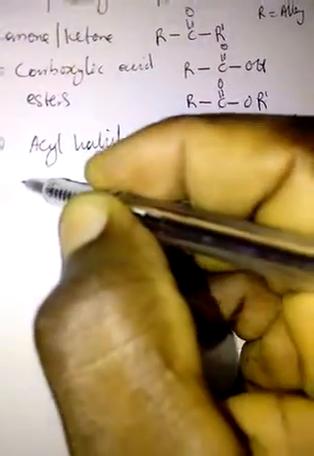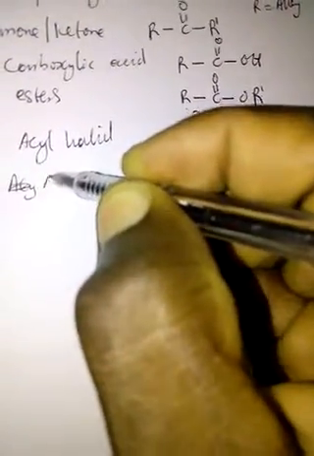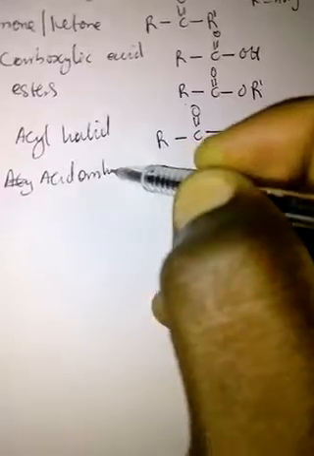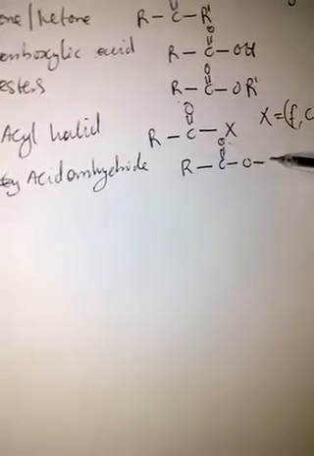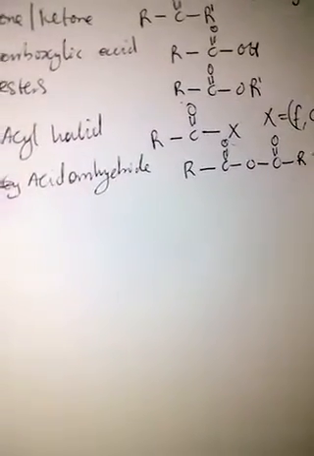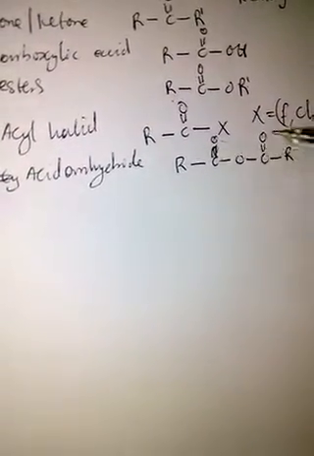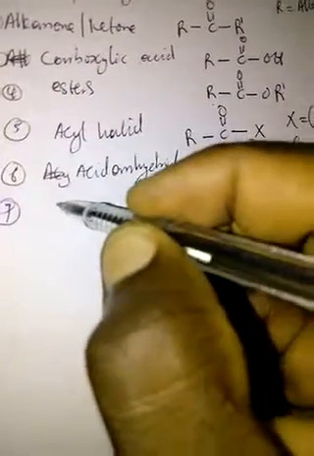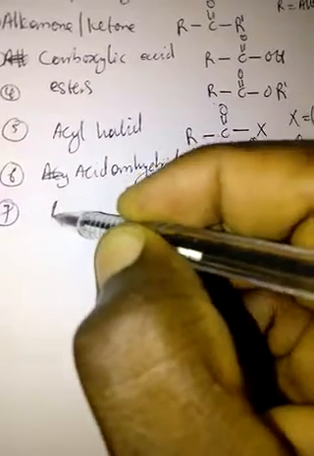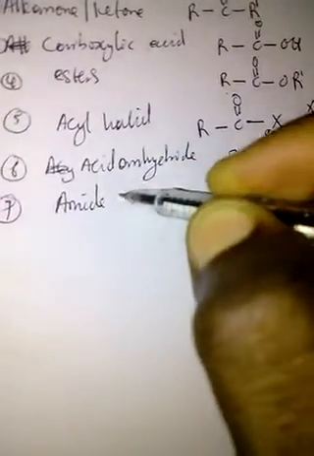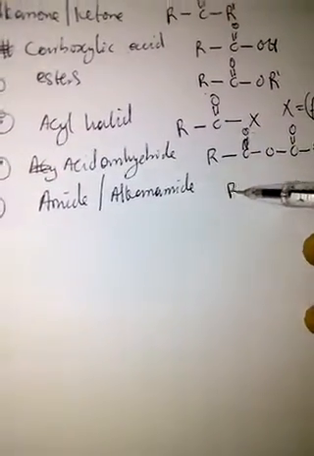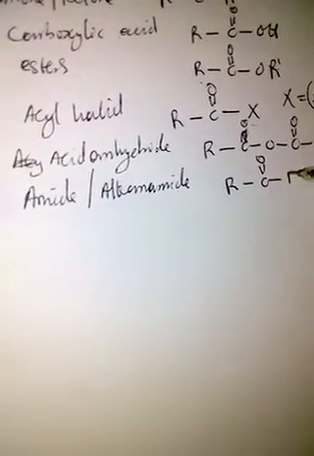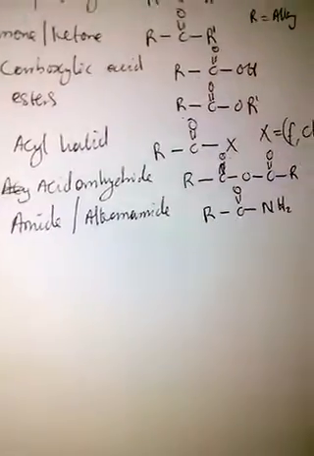We have number 6, acid anhydride, RC=O C=O R. These are called the acid anhydride, and last we're talking about amide. It can be called acid amide. So you have R C=O NH2, which is an amide.